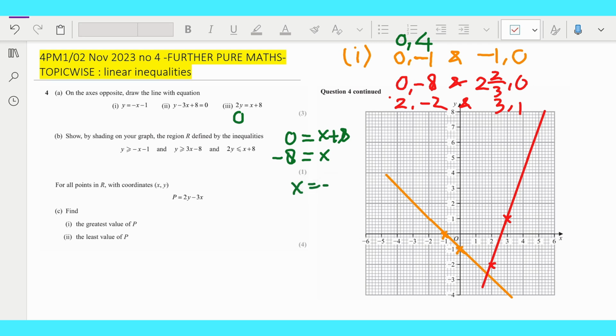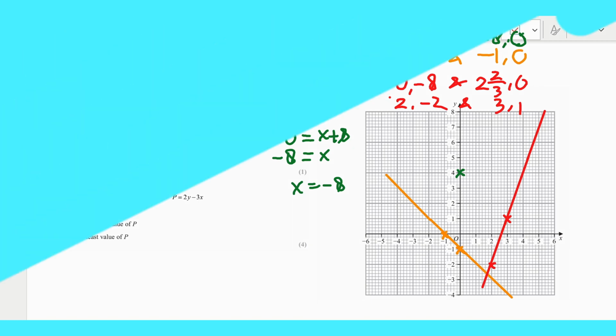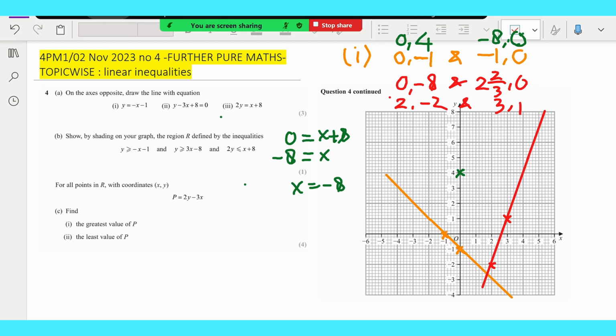Then we'll have the coordinate as negative 8, 0. So let's plug in 0, 4 and negative 8, 0. Unfortunately it's not there, so we have to find another point. We see that we don't have negative 8 on the x-axis, so we just choose another point.